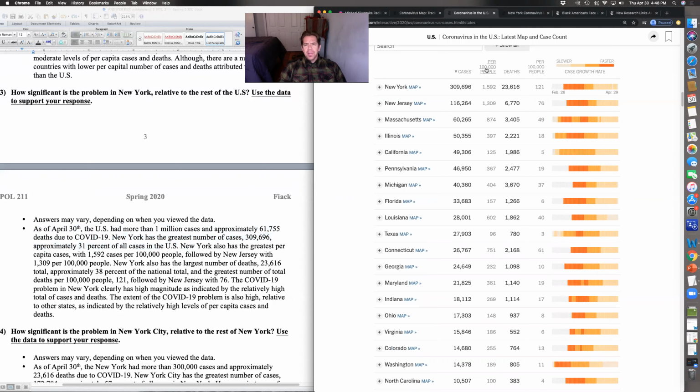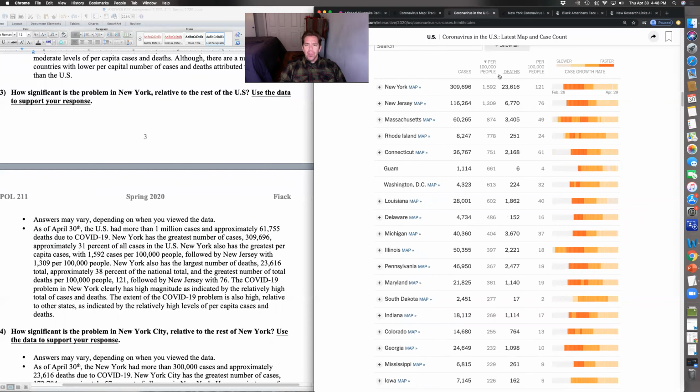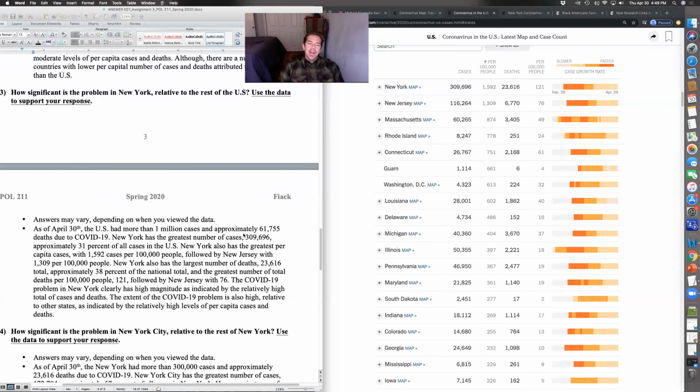Now, if we sort those cases based on per capita, per 100,000 people, New York stays at the top. All right, so New York's got a high magnitude of cases, we've got a high number of total cases relative to other states in the country. The extent of the problem is also quite high here, right? Relative to other states, we've got the highest per capita cases of coronavirus with 1,500 or so per 100,000 people. And so again, the magnitude is high, arguably the extent is high.